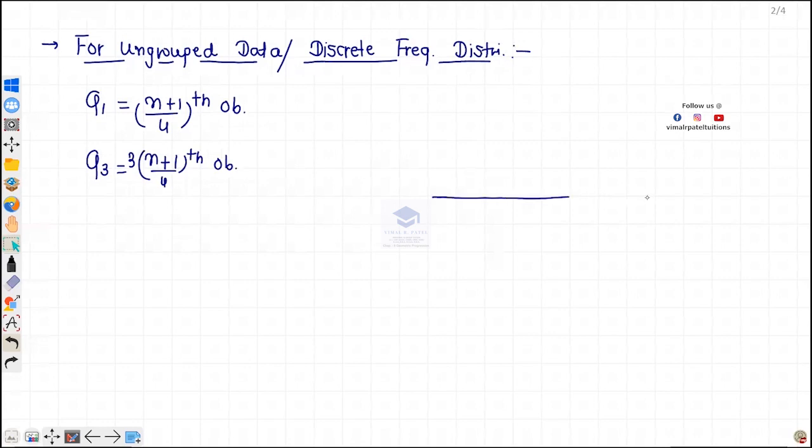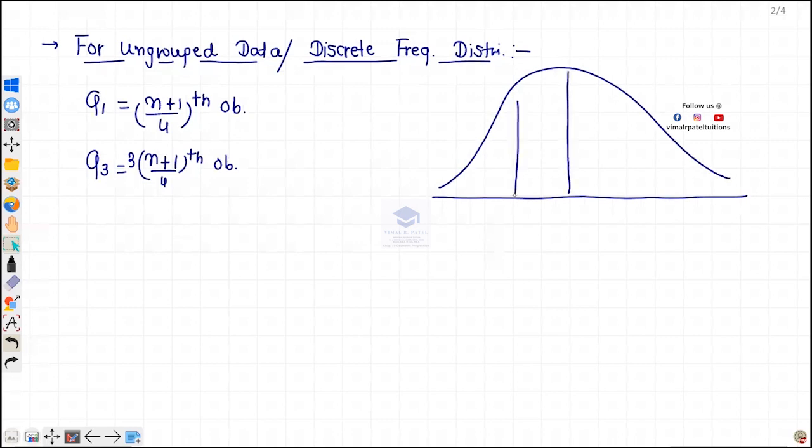A quartile will divide the whole series into 4 equal parts: Q1, Q2 (the median), and Q3. 25% observations are less than first quartile. 50% observations are less than median, 50% are more than median. And 25% observations are greater than Q3, or 75% of observations are less than Q3.